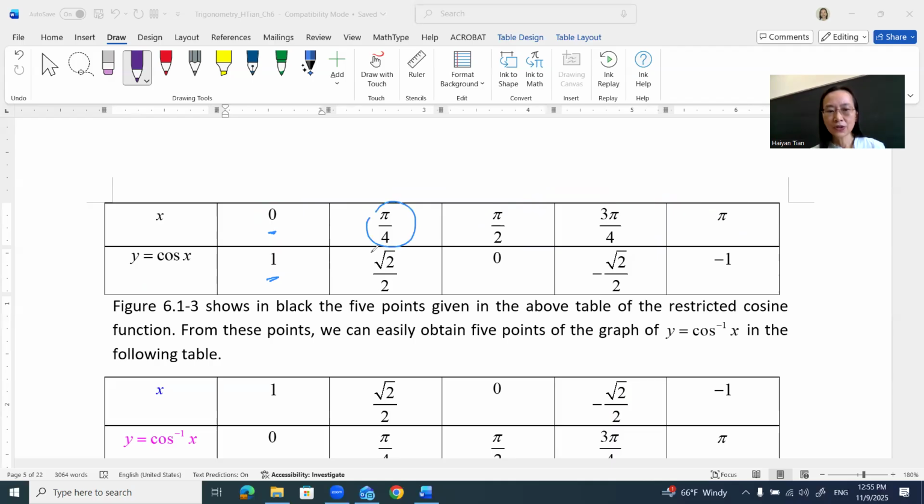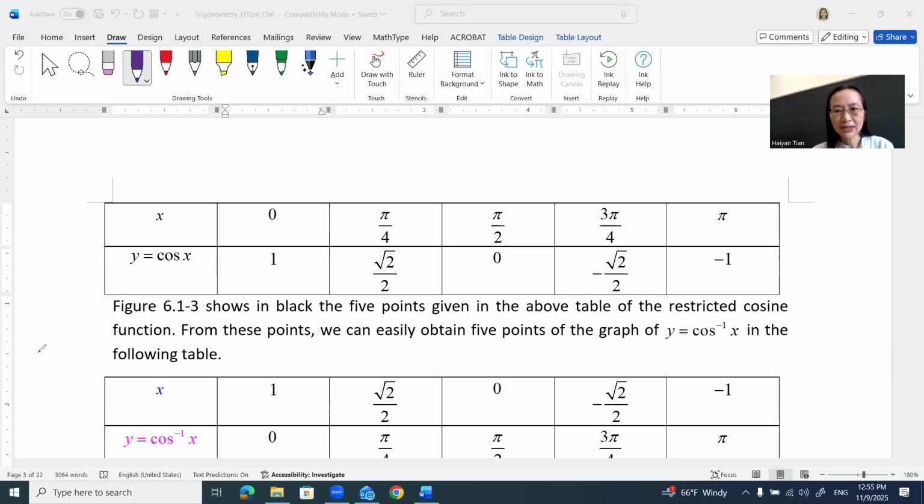At pi over 4, the cosine value is square root of 2 over 2. At half of pi, the cosine value is 0. And then you see the cosine values at different axes, right? When x is increasing, the cosine value is decreasing to -1. So it's a decreasing pattern. And we get these 5 points on the cosine curve.